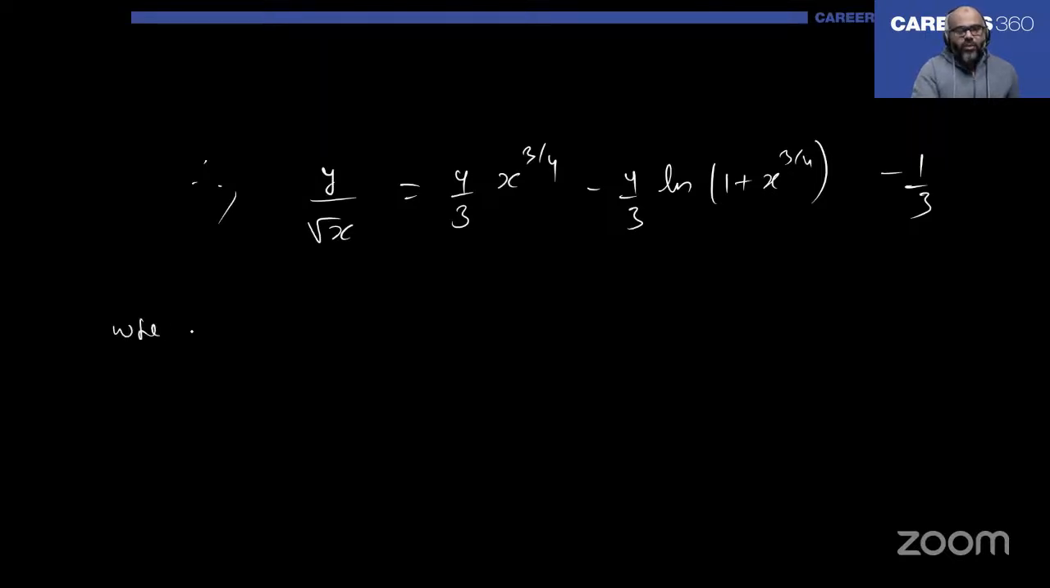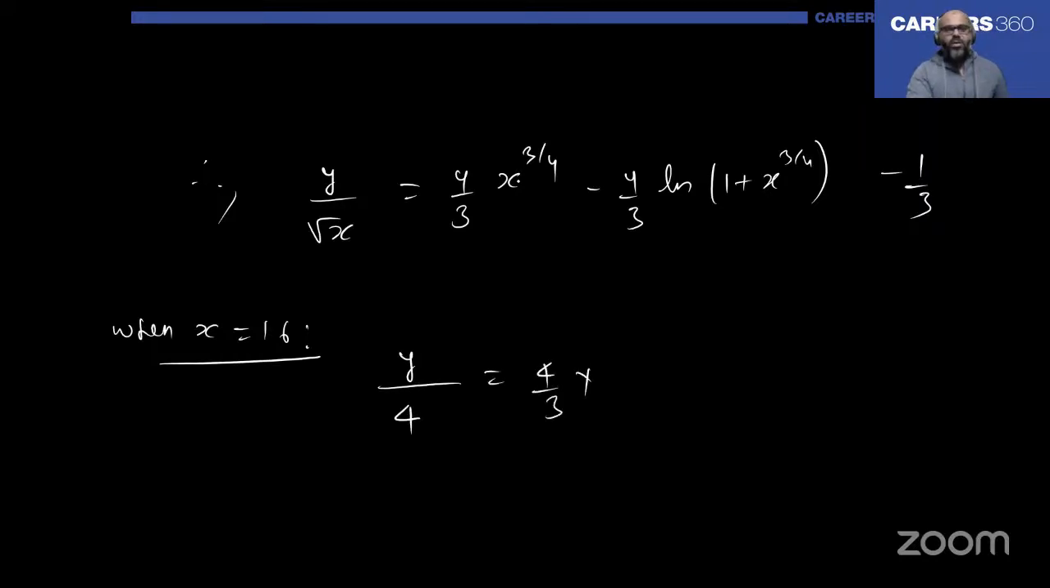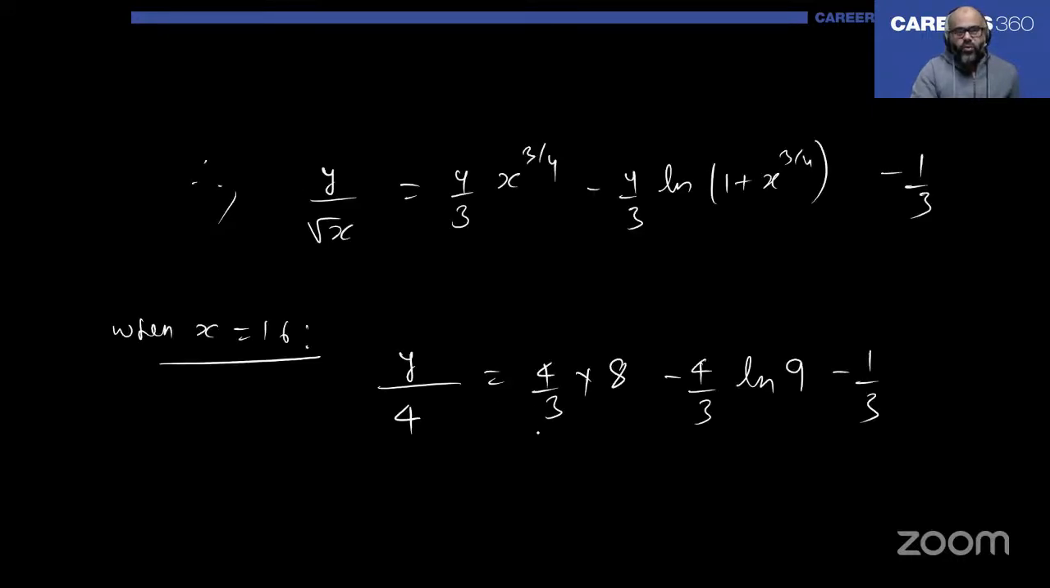So when x is equal to 16, what will happen? This will be y by 4. This will be 4 by 3 into 16. Fourth root is 2 and 2 cube is 8, minus 4 by 3 log. And here also it will become 1 plus 8, that is 9. This is minus 1 by 3. So we take y by 4 is equal to 32 by 3 minus 1 by 3. That will become 31 by 3.